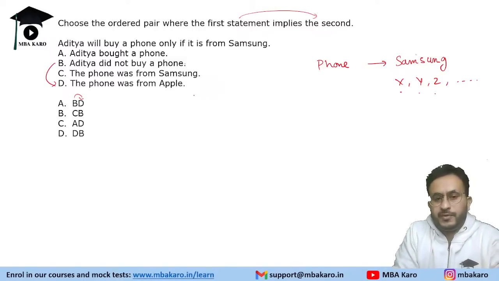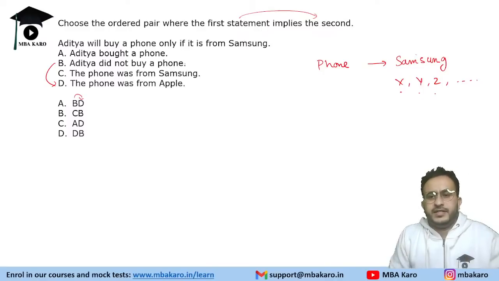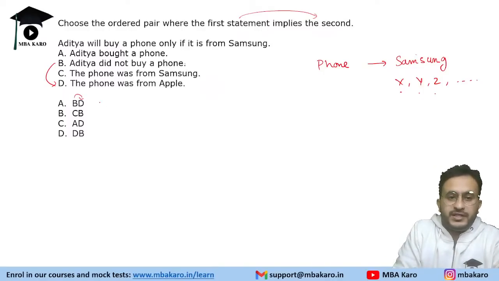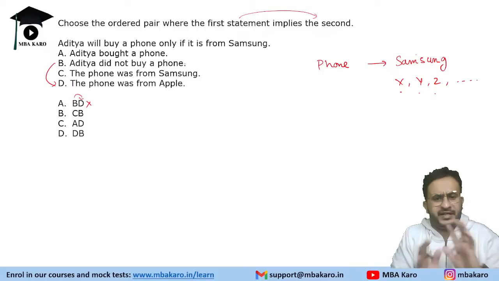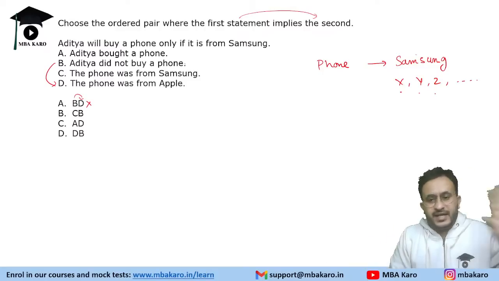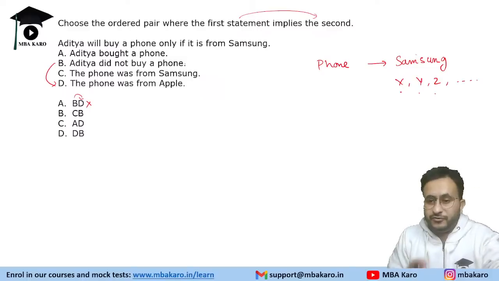The phone was from Apple. So that is the implication. So it is not necessary that it is from Apple. It could be from any other brand, right? So not necessarily true. It can be from any other brand, not necessarily from Apple. He did not buy, so it means Samsung is not there. It can be any other phone, right?